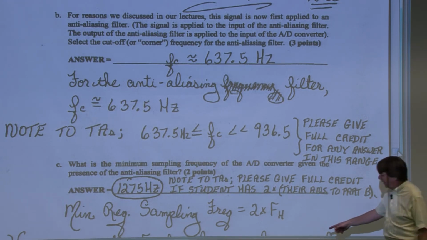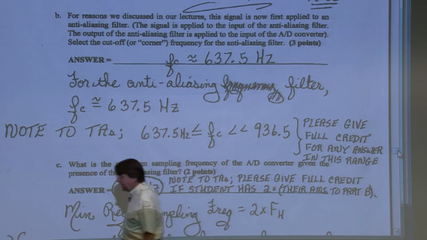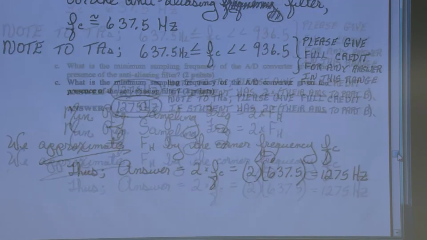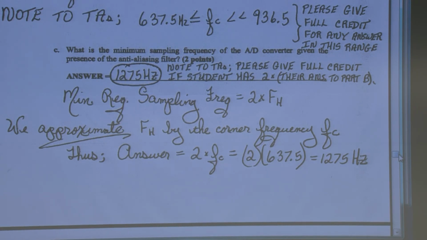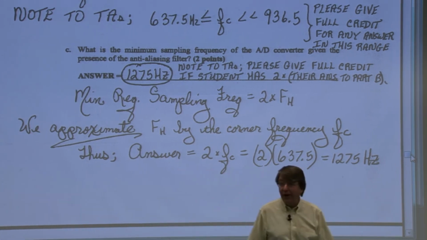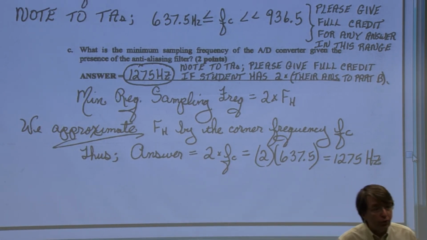So the sampling frequency is 2 times the highest frequency. That's the Nyquist sampling rate. And it comes down to how do you define the highest frequency rate. And I chose it to be the corner frequency, right? 637.5. So that's it. That's the whole story.